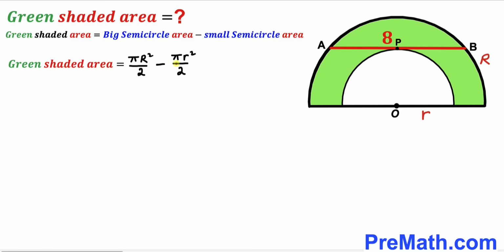Now we can see pi divided by 2 is common, so we could write this as pi divided by 2 times uppercase R square minus lowercase r square. Thus the equation for this green shaded region area turns out to be pi divided by 2 times uppercase R square minus lowercase r square. Now our task is to find the value of uppercase R square minus lowercase r square.